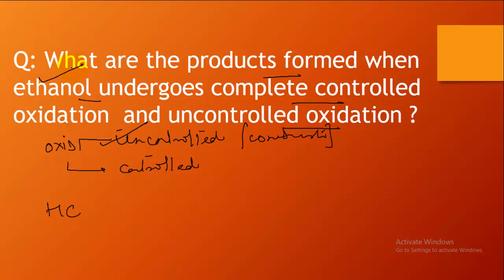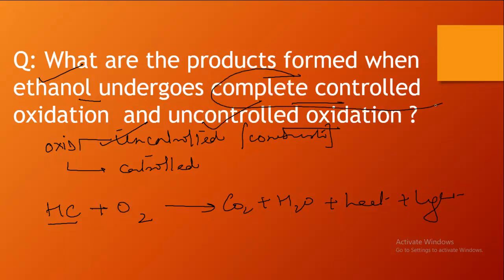So in spite of ethanol, I'm talking about every hydrocarbon. So it is for ethanol and also for other compounds. If we have ethanol and we are carrying out its combustion, which takes place in a supporter of combustion, what do we get? We get carbon dioxide, water vapor and energy in the form of heat and light. So this is what is formed when it undergoes uncontrolled oxidation.